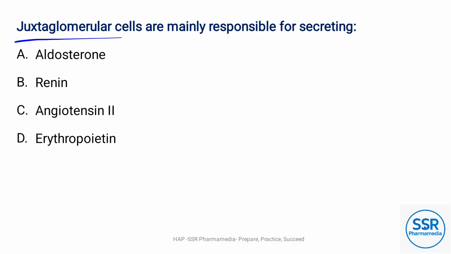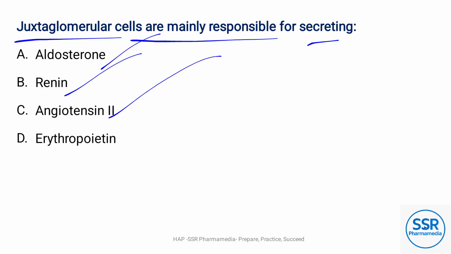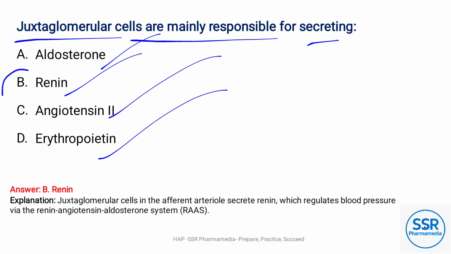Juxtaglomerular cells are mainly responsible for secreting option A, aldosterone; option B, renin; option C, angiotensin 2; option D, erythropoietin. So the answer is option B, renin. Juxtaglomerular cells in the afferent arteriole secrete renin, which regulates blood pressure via the renin angiotensin aldosterone system.